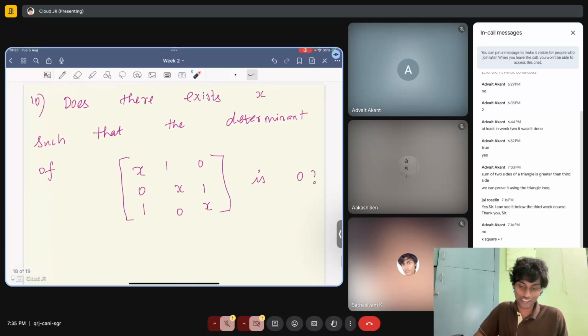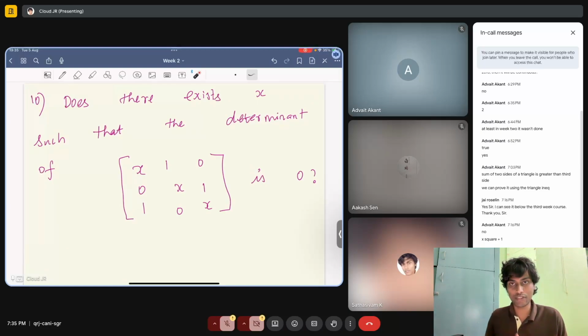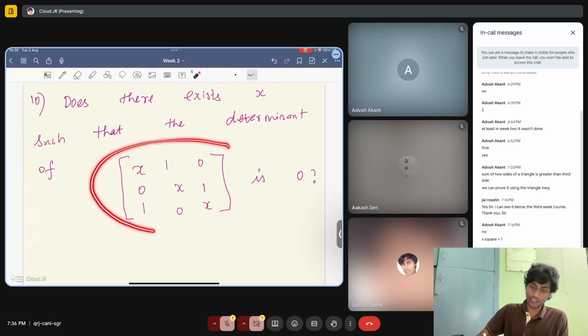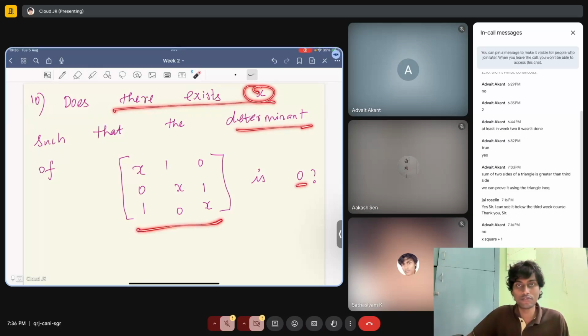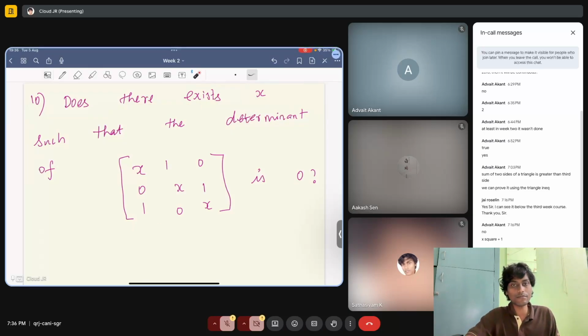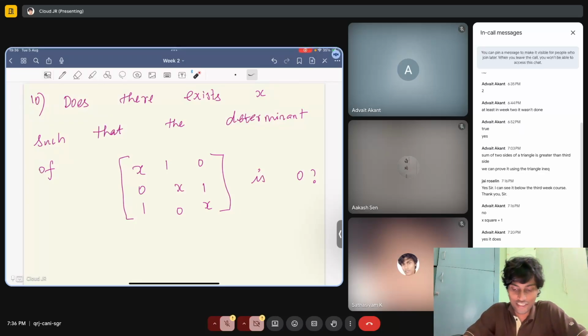Okay, let's move on to this one. This is a little bit interesting. Not very hard, but quite interesting. Here I have a matrix, and I consider the determinant of the matrix. This x is like a variable. I have some matrix here. So the question is, does there exist an x such that the determinant of this matrix is 0? And he said yes.